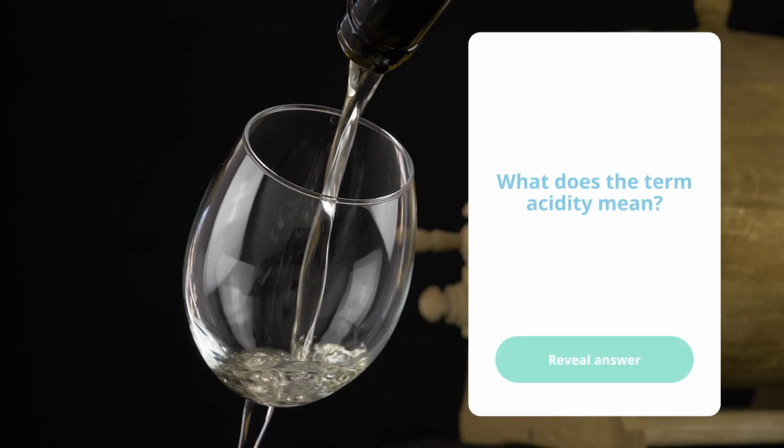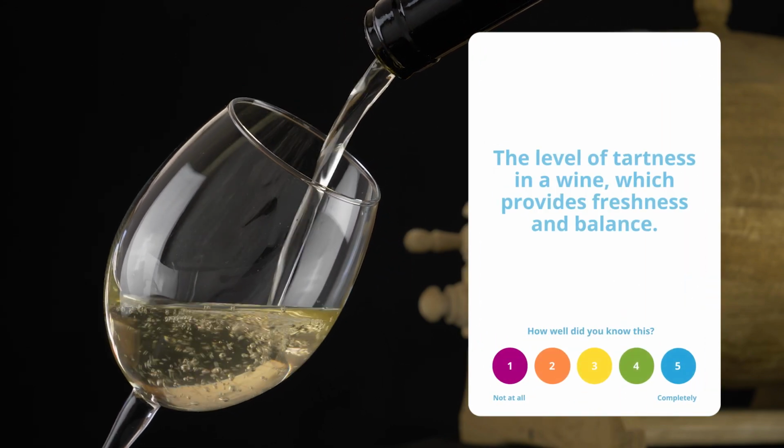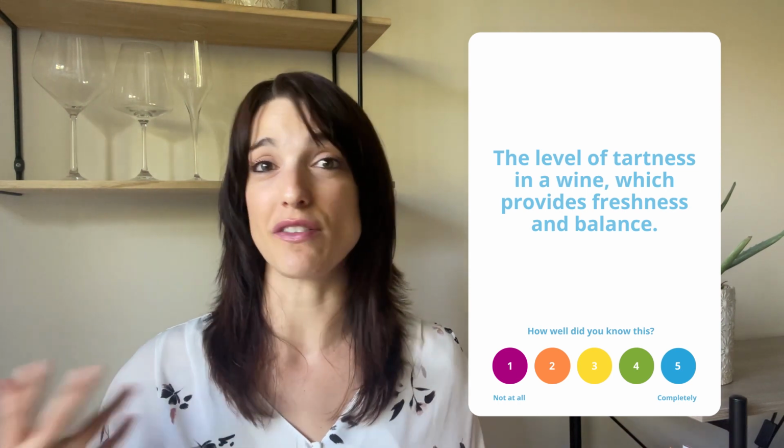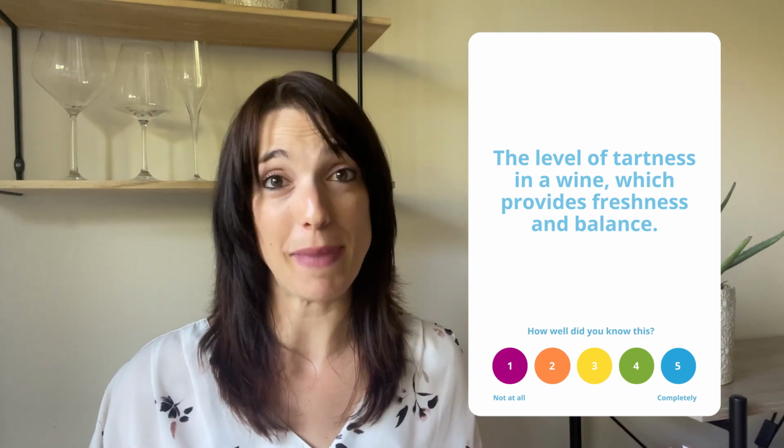What does the term acidity mean? Acidity is the level of tartness in a wine, which provides freshness and balance. So wines with a high acidity taste crisp and citrusy, making your mouth water, like Sauvignon Blanc. Low acidity wines, on the other hand, can taste kind of flabby, lacking in structure with no backbone, bringing the wine's elements together. In other words, acidity is a core component in wine that establishes balance.